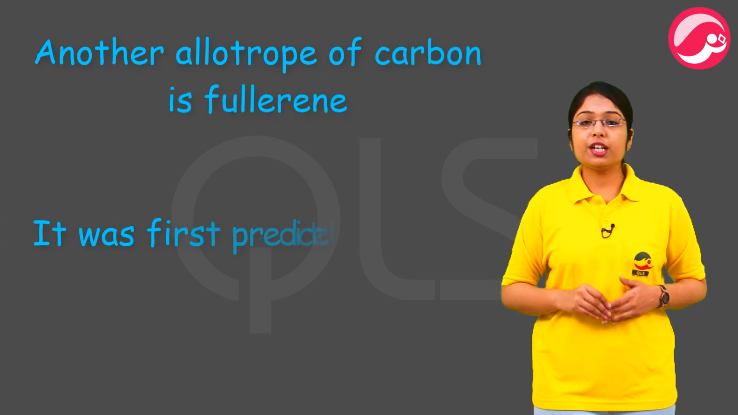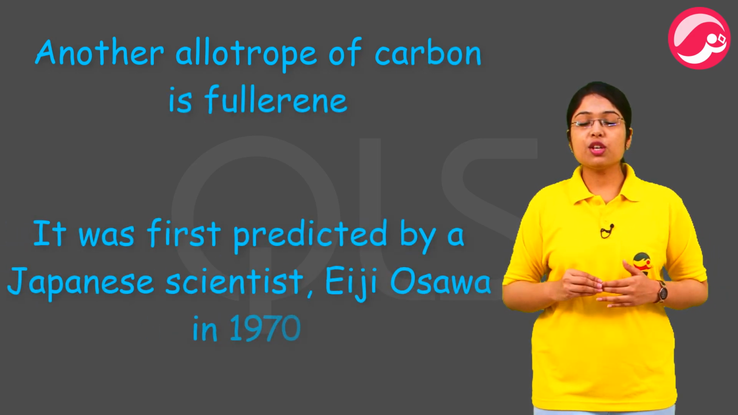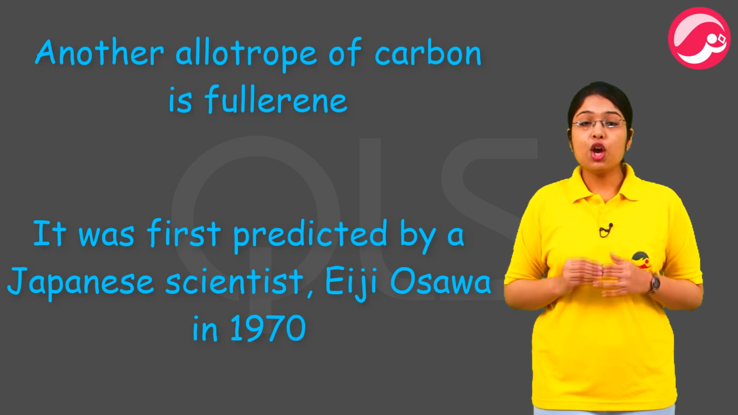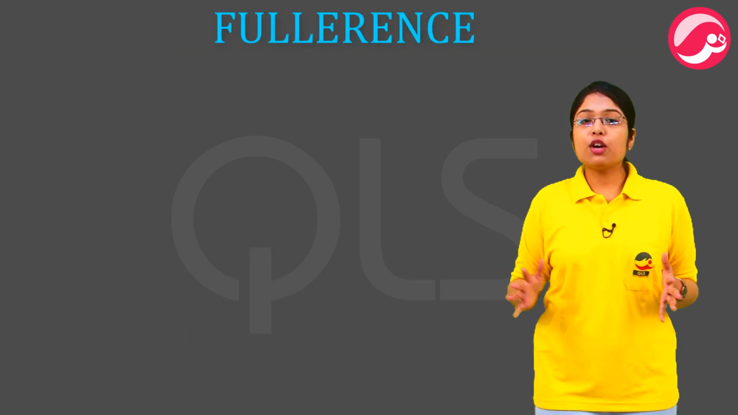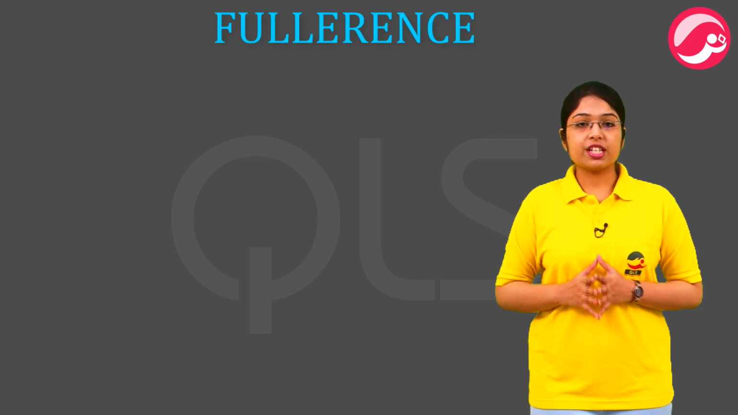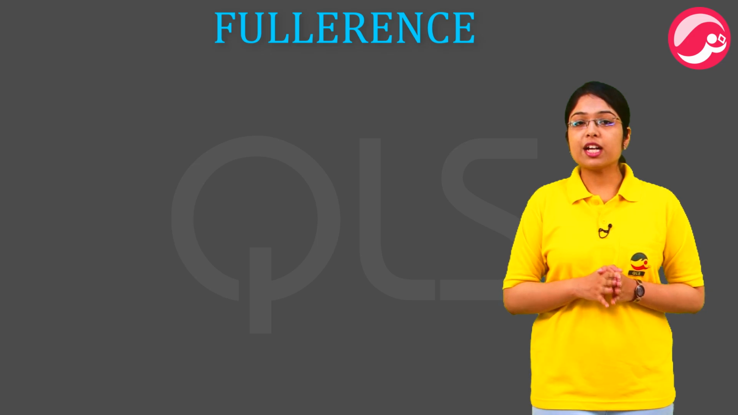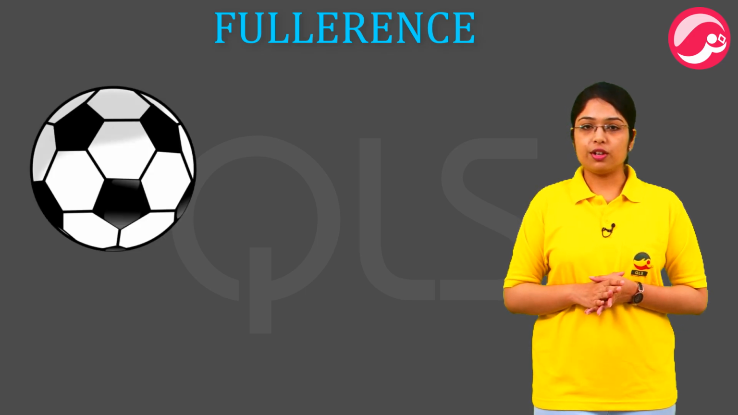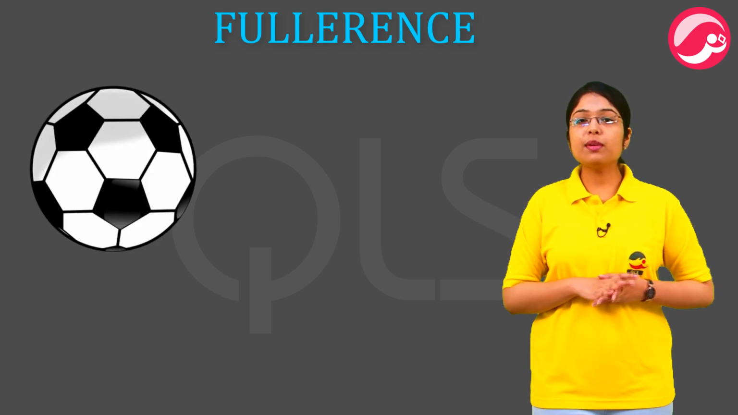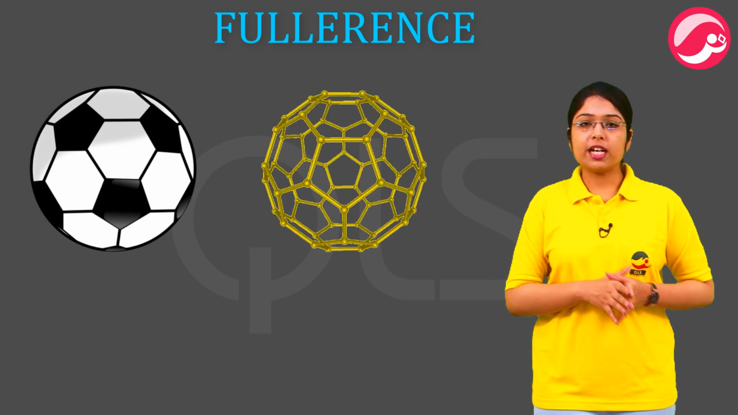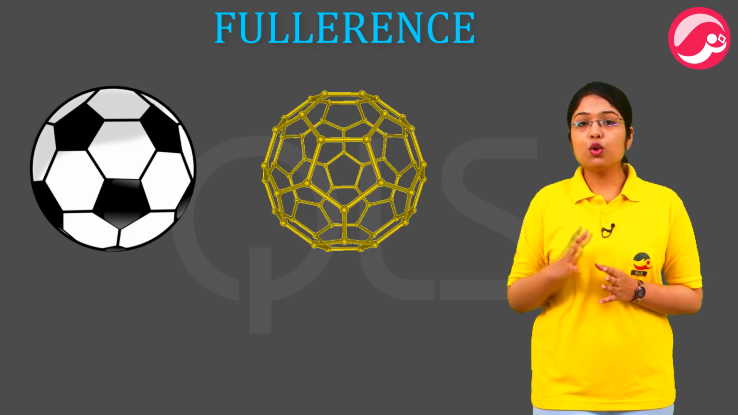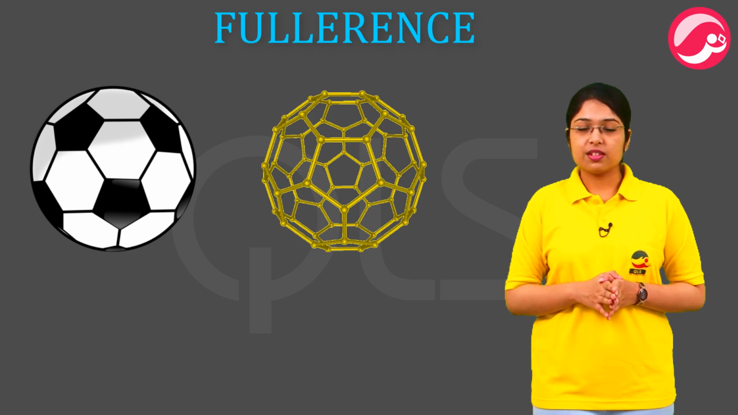It was first predicted by Japanese scientist E.G. Osawa in 1970. Fullerene is a complete family of carbon allotropes. The first fullerene discovered was C60. It was formed by 60 carbon atoms joined together in the form of a soccer ball. The carbon atoms are arranged in the form of pentagons and hexagons, where no two pentagons share edges.